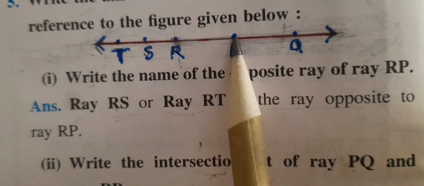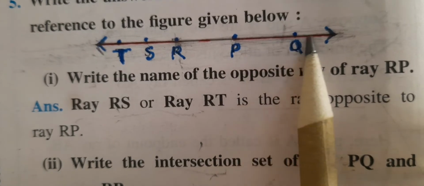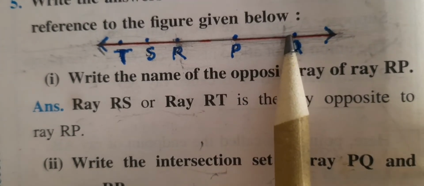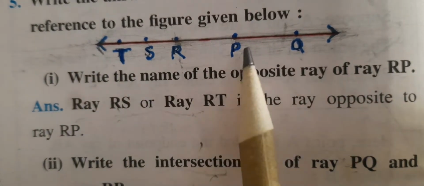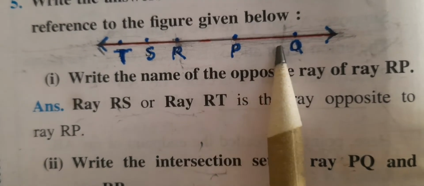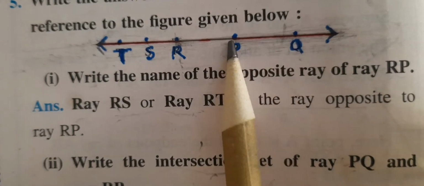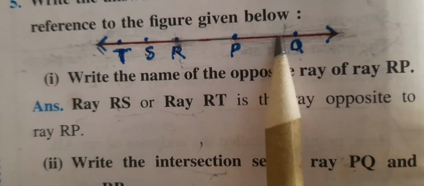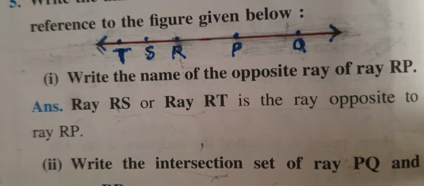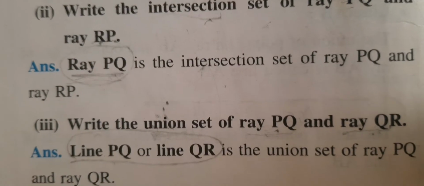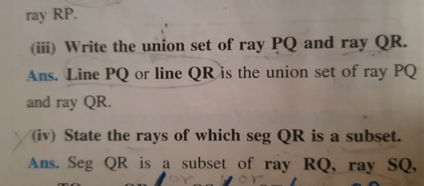So if you join all the elements of this ray PQ plus all the elements of this ray QR, this part is a common part. The common part is not repeated twice. So if you join all the elements of this ray plus all the elements of this ray, you get the full line. So you can call it line PQ or line QR, is the union of these two rays.